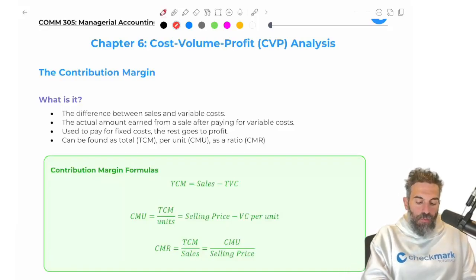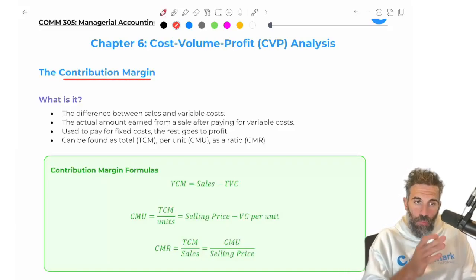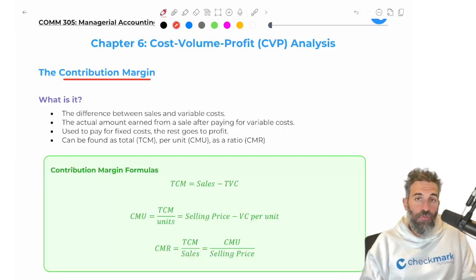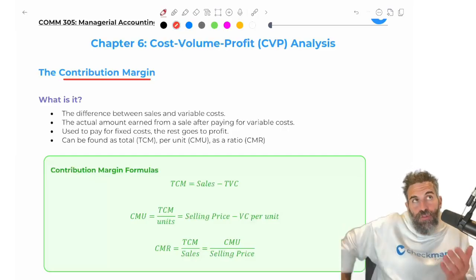I want to talk about the contribution margin because this is the first time we're seeing it, but it will be part of every single chapter moving forward. Super, super, super important thing.